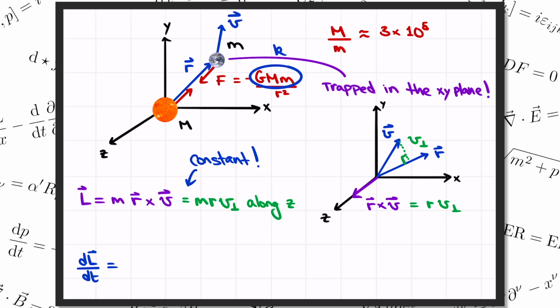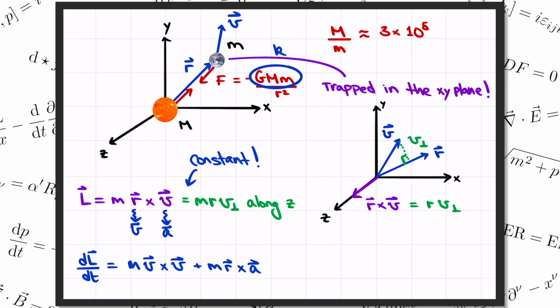The things that depend on time here are the position r and the velocity v. The rate of change of r is just the velocity again, and the rate of change of v is the acceleration a. We need to remember to apply the product rule, so we're going to get two terms, m v cross v plus m r cross a. I claim that both terms vanish here because of the definition of the cross product.